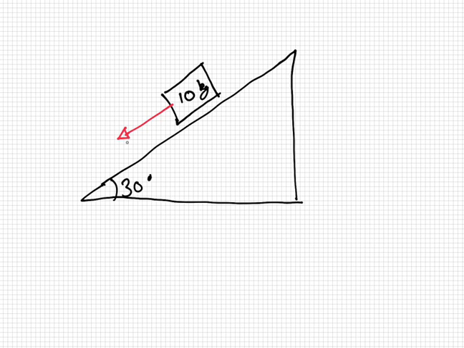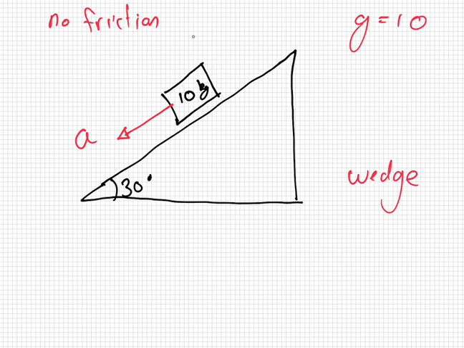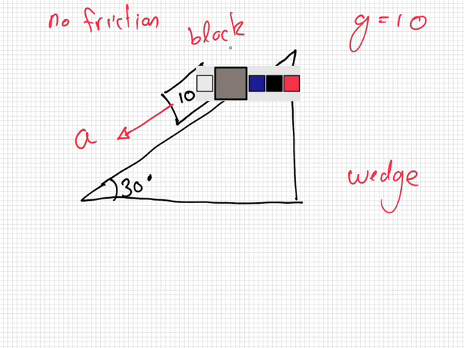I would like to know, and just to be clear, let's say there's no friction, just to make it easy in this example, and let's just say g is 10. So I would like to know the acceleration here of this, what would you call this triangle shape? This is called a wedge, or inclined plane, and this is called a block. Is that 10 kg? 10 kilograms. That's the mass. Alright, so now I draw in my forces.